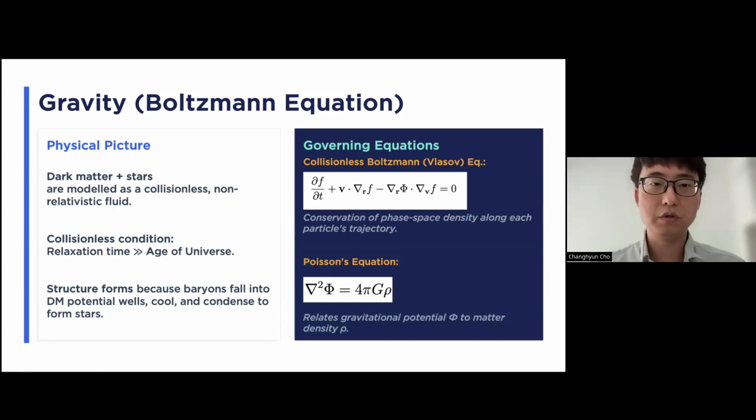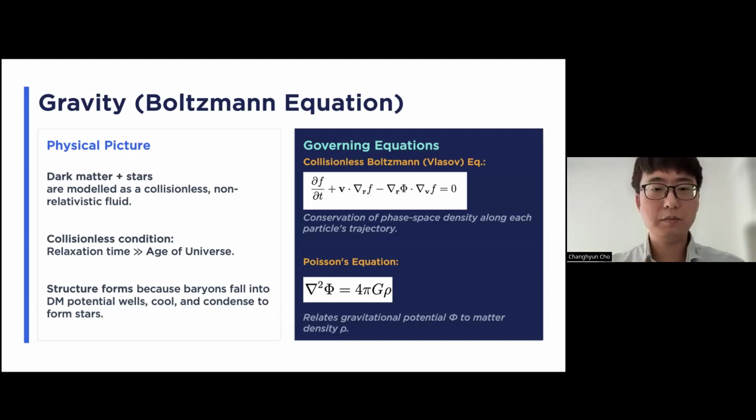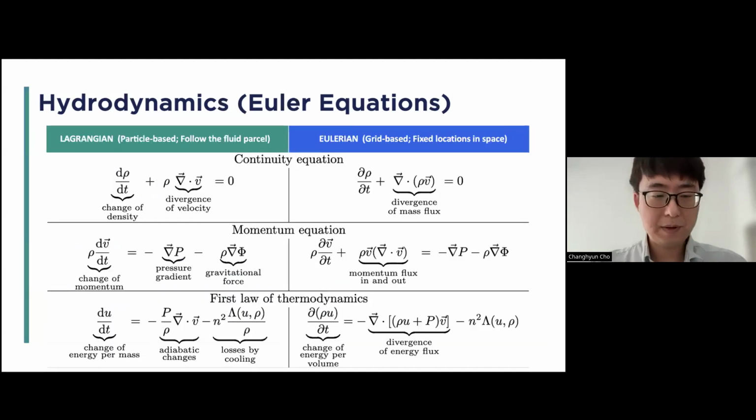So what we are going to do is we just assume dark matter and stars are collisionless particles, and we just use their distribution. And using their distribution, we get the gravitational potential, and using that, we get the acceleration. But the basic work is basically the same as Newton's law. And for the hydrodynamics, we need to solve these differential equations.